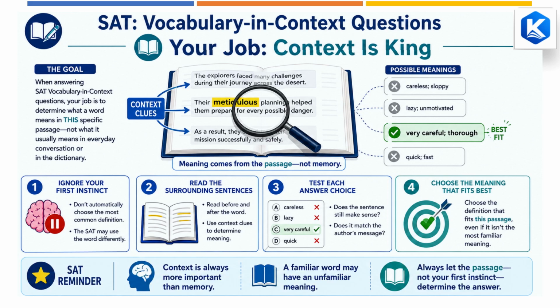And here's the key lesson to remember. Context is always more important than memory. A familiar word can have an unfamiliar meaning. So when you encounter a vocabulary and context question, don't rush to the definition you recognize first. Instead, read the passage, find the context clues, test the choices, choose the meaning that fits best. Most importantly, always let the passage, not your first instinct, determine the answer. Because on SAT vocabulary and context questions, context is king.